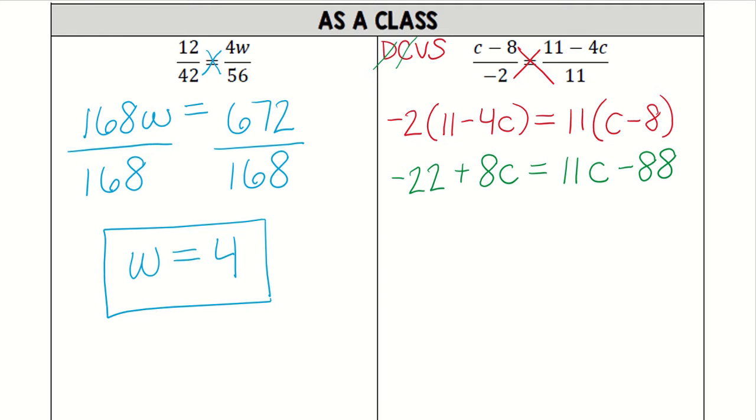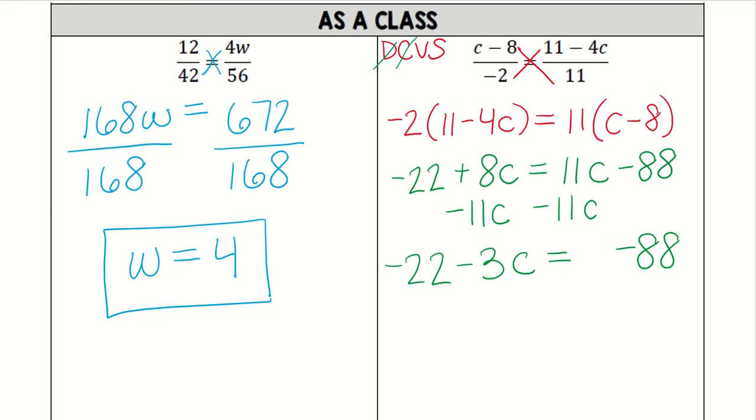Okay. So now, moving the variables, I'm going to subtract 11c on both sides. So I end up with negative 22 minus 3c equals negative 88. I'm now on to my solve step, SAMmed: subtract, add, then multiply, divide. So I add 22 to both sides, and I have negative 3c equals negative 66.